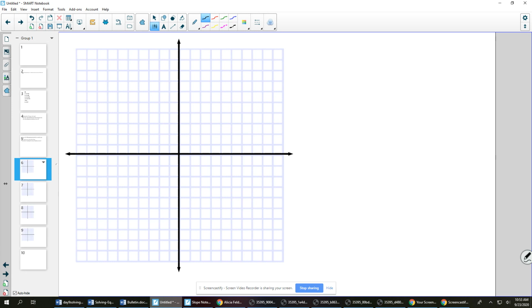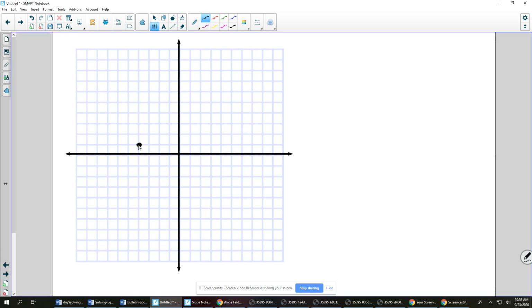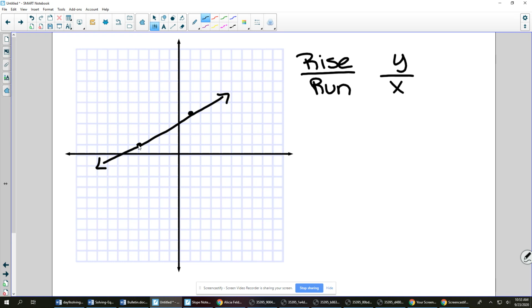So let's go back here. So if I have a point here, and there's my line, I would have like a line going through here. And I said I wanted to know the slope of this line. I would want to do rise over run, or that y over x. So it's that change in y over the change in x.